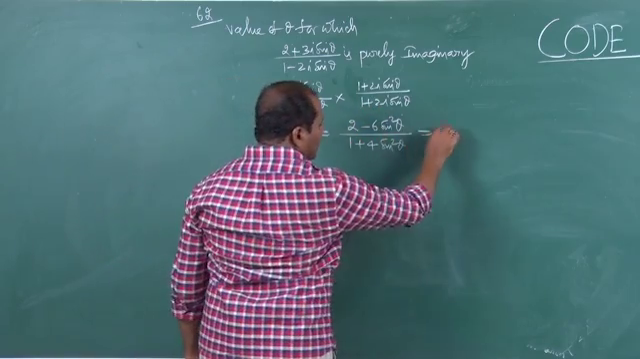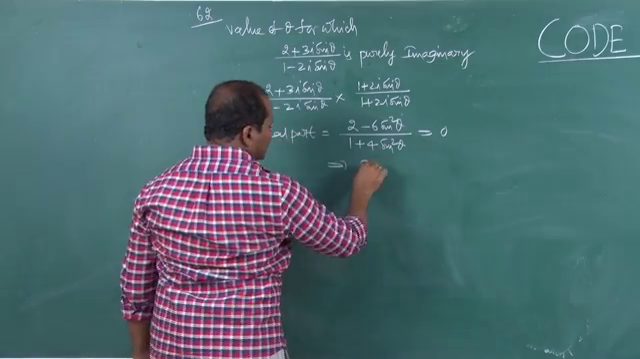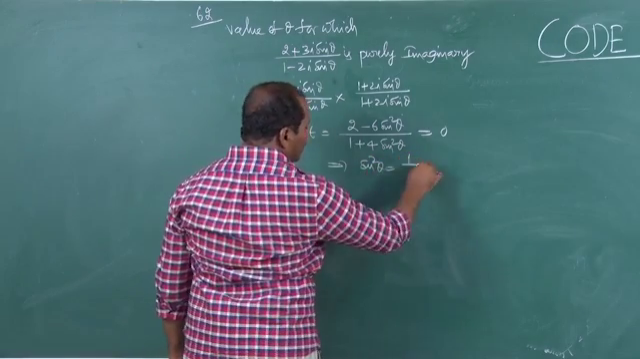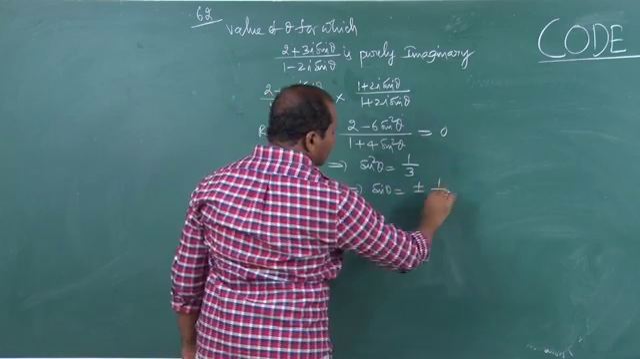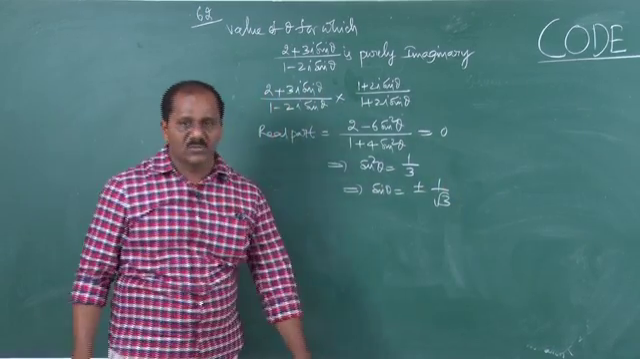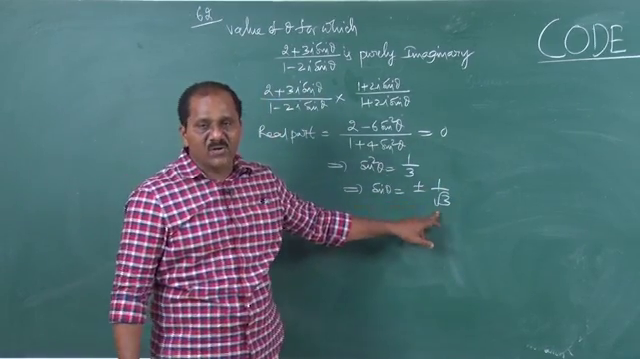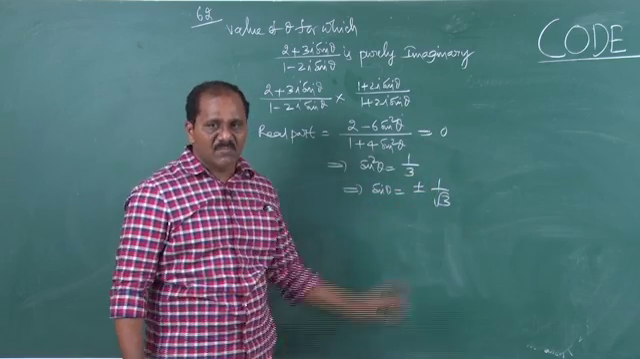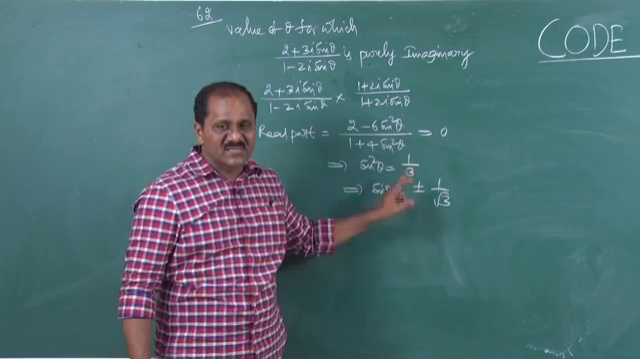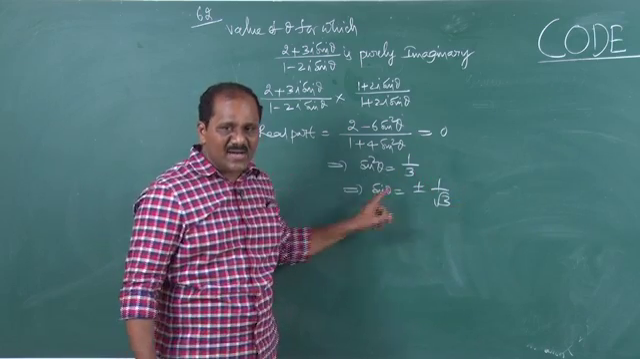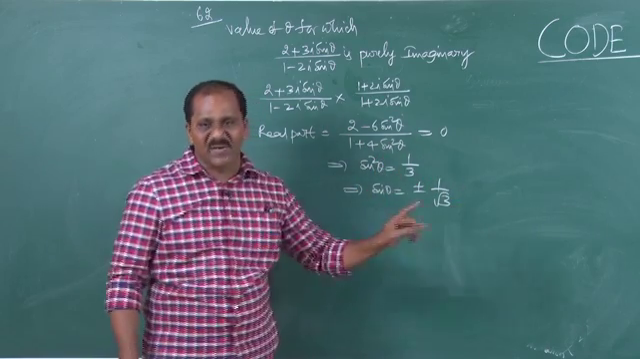The real part is equal to 0, which implies sin square theta equals 1 by 3, which implies sin theta equals plus or minus 1 by root 3. So the given options are sin theta equal to 1 by root 3 or minus 1 by root 3, but in our paper only 1 by root 3 is given. Hence the correct answer is sin theta equal to 1 by root 3, or theta equal to sin inverse of 1 by root 3.